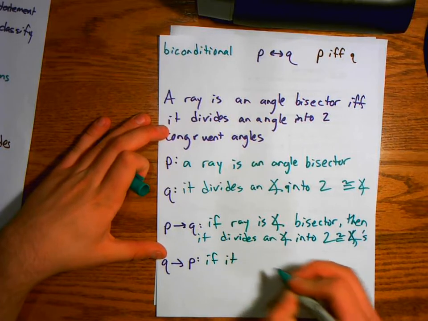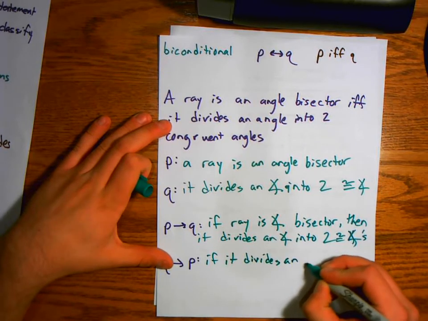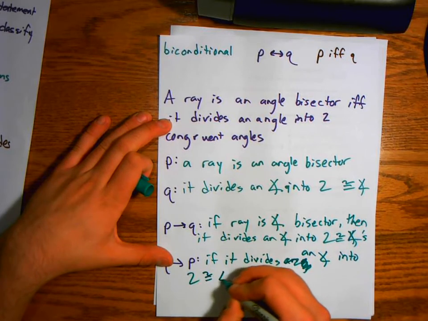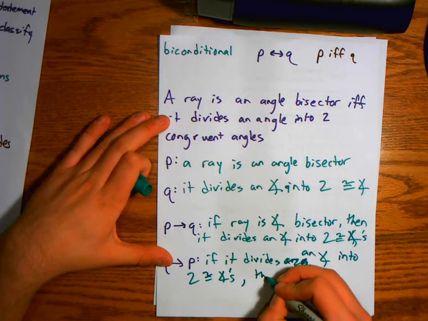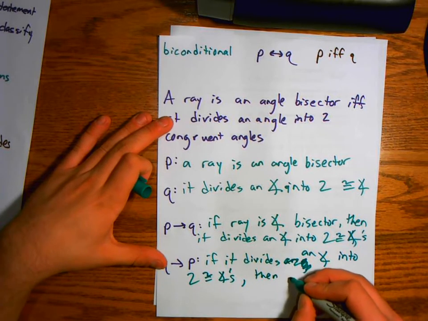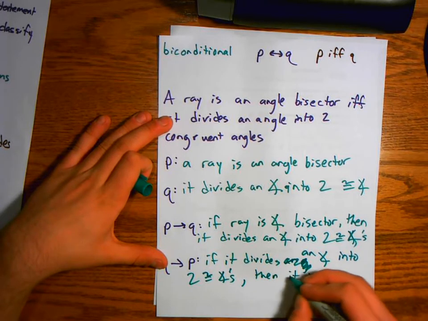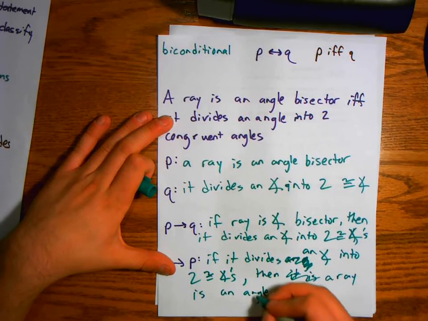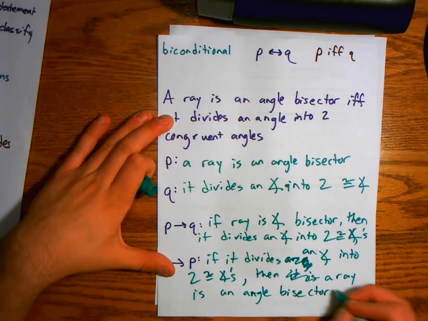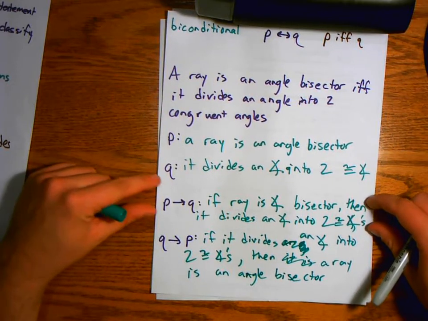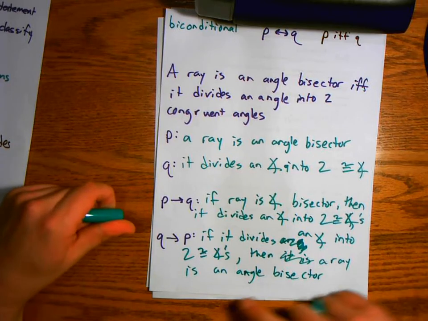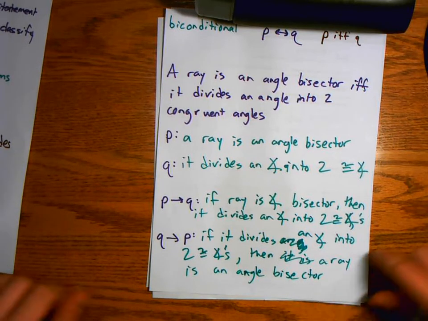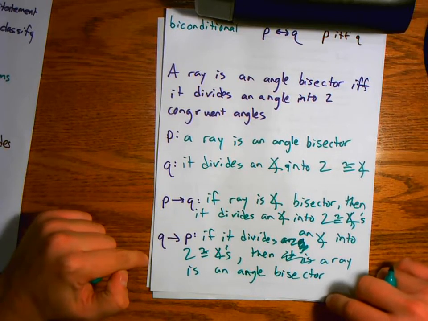So if it divides an angle into two congruent angles, then a ray is an angle bisector. So I'm taking exactly what I see in my P then Q and just flipping it around to a converse, if Q then P. If it divides an angle into two congruent angles, then a ray is an angle bisector. These are how you find the conditional and the converse statements.